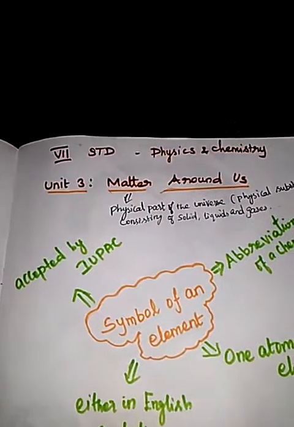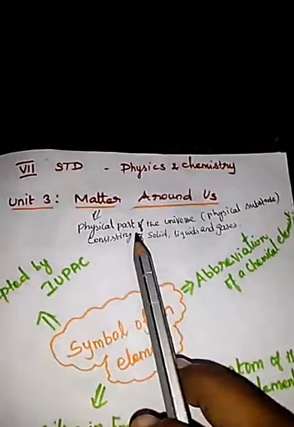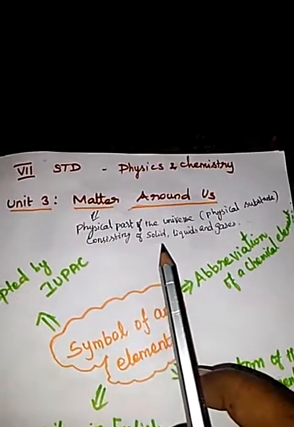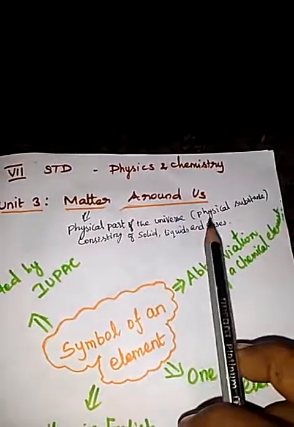Good morning students, 7th standard physics and chemistry, unit 3, matter around us. What is matter? Physical part of the universe consisting of solids, liquids and gases. Okay, what is matter? Physical substance.